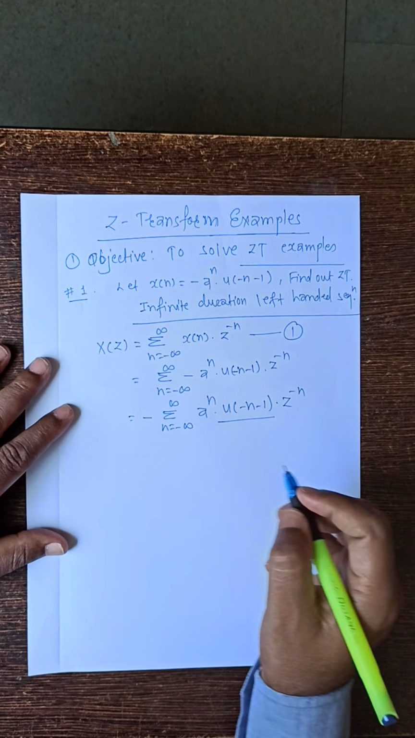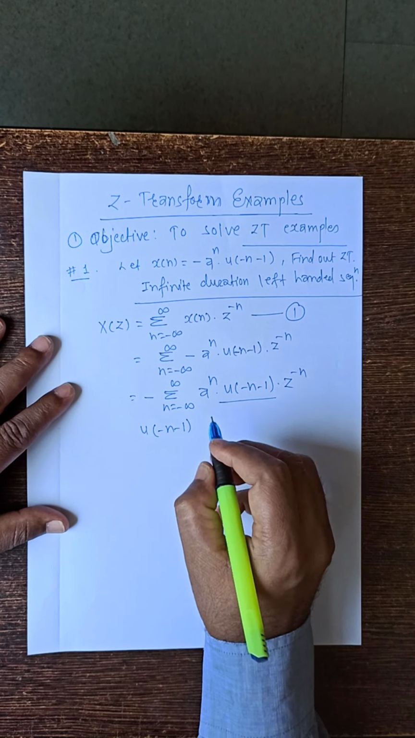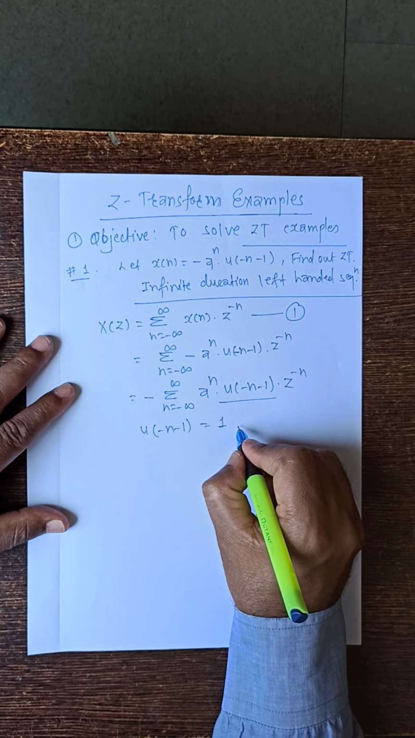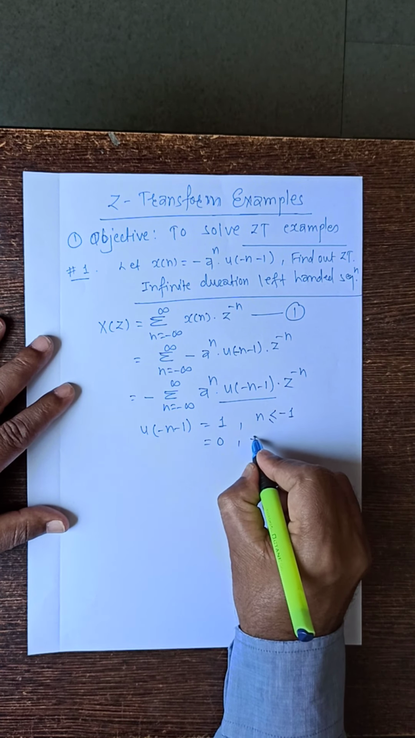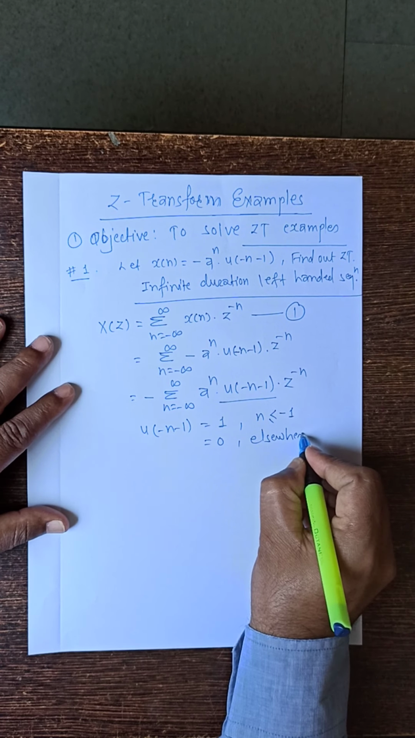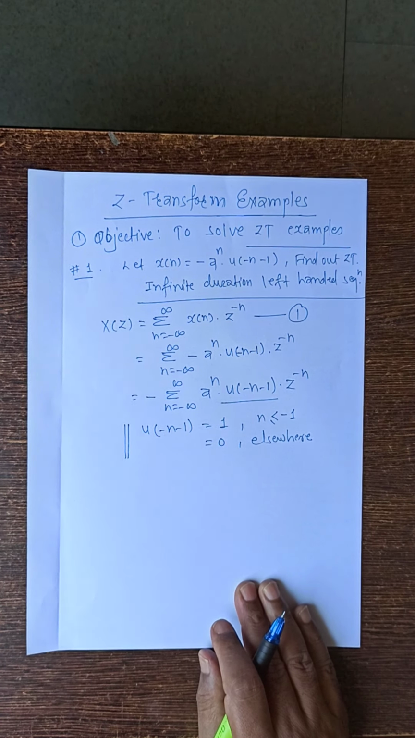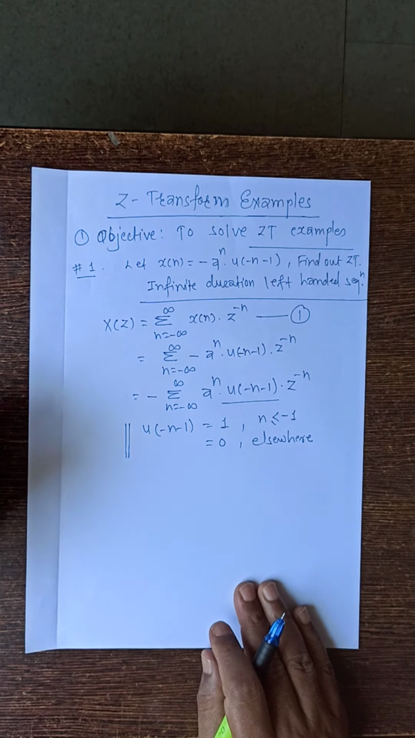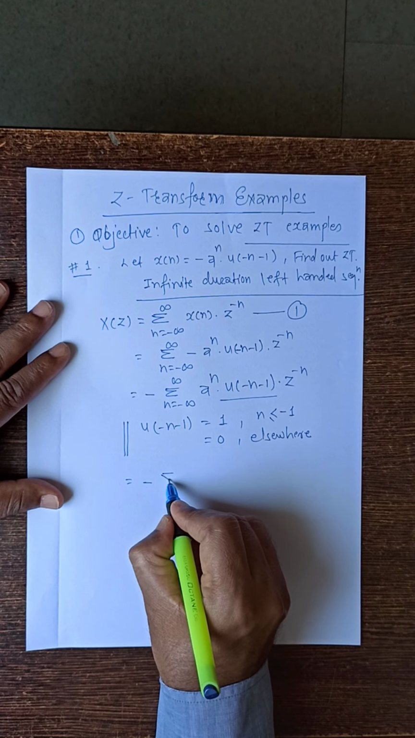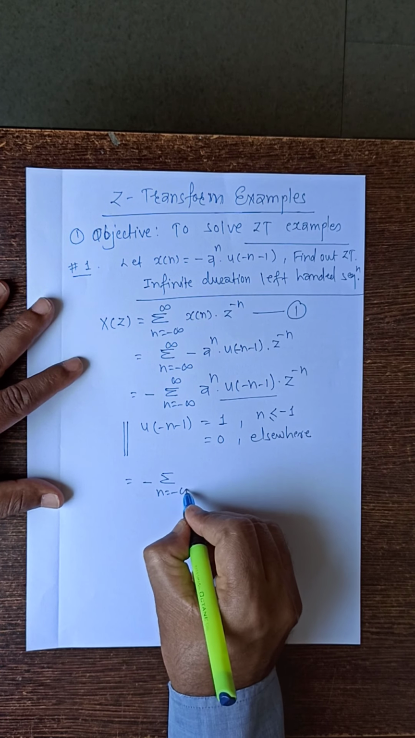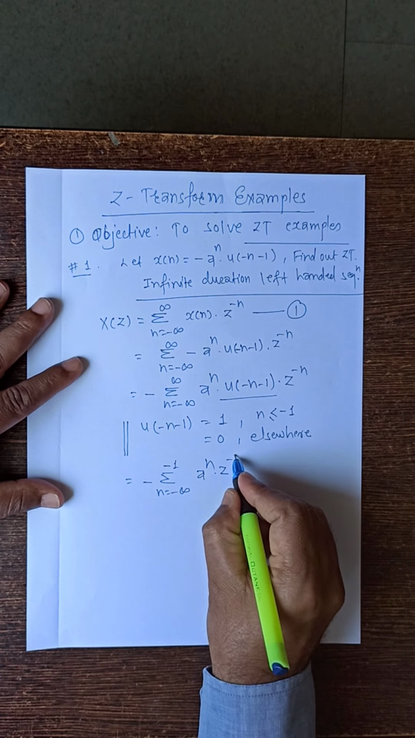So we can remove this quantity from the summation. So u of minus n minus 1 is again a unit step. It is equal to 1 for the values of n less than or equal to minus 1, and equal to 0 elsewhere. Means what? From minus infinity to minus 1, the value is equal to 1. So we can remove this signal from the summation just by changing the limits. So that is equal to minus sign as it is, summation n equals minus infinity to minus 1 a raised to n into z raised to minus n.